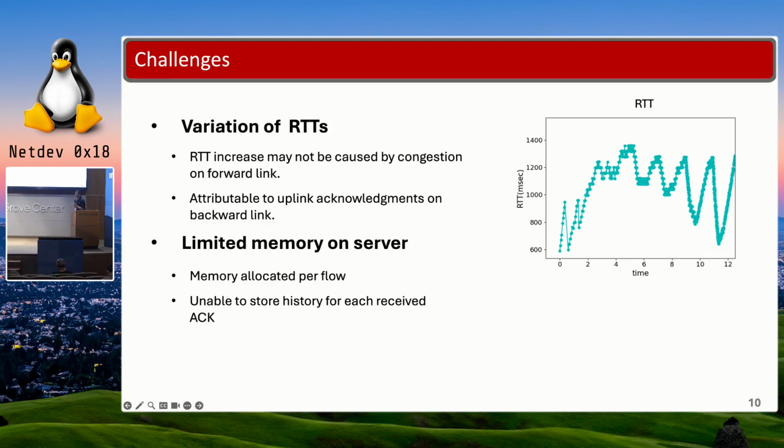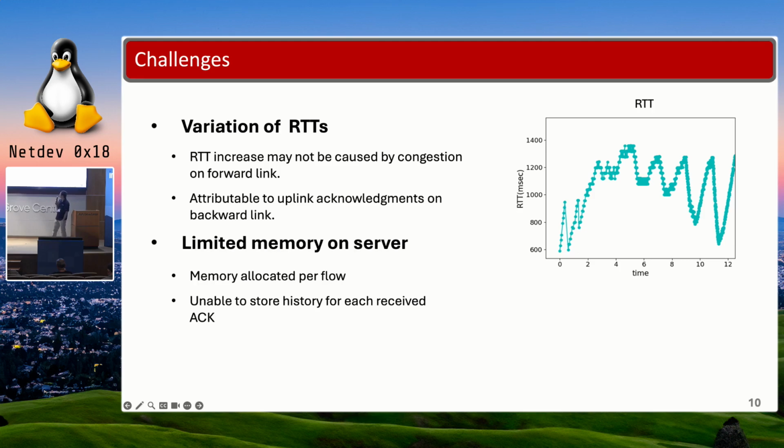The challenging part here is that we have RTT with a large variance, so using only one RTT may not be enough to calculate this. Another reason is that sometimes the RTT variation is not from the forward link. It may come from the uplink, which we call the return link.